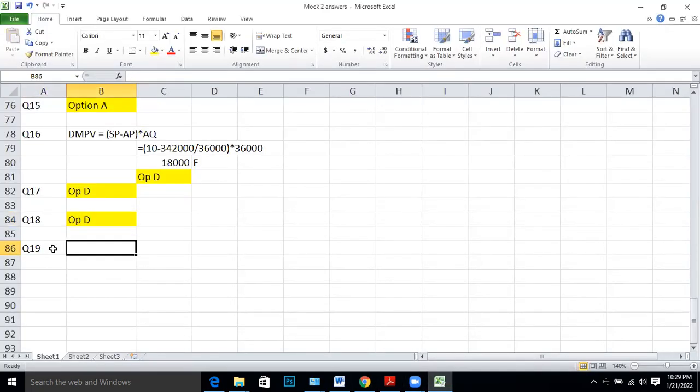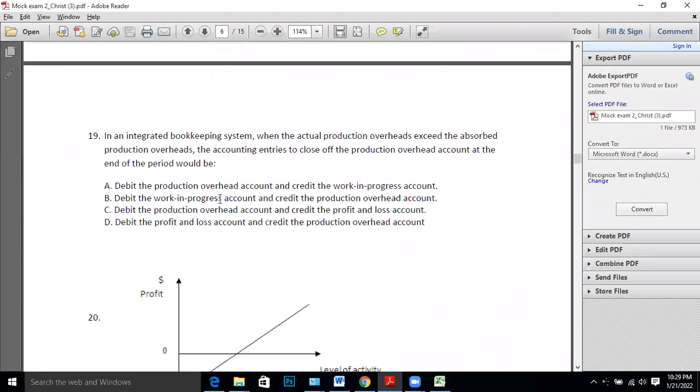Question number 19. In an integrated bookkeeping system, the actual production overheads exceed the absorbed production overheads. If actual is more and absorbed is less, you call it under-absorption. What are the accounting entries to close off the production overhead account at the end of the period? I gave it as a note. Under-absorption, what do we do? It's like an additional cost, right? In your income statement, costs are taken on the debit side. Sales come on the credit side. So under-absorption is like an extra expense for you. In the income statement, that means the profit and loss account, it should come to the debit side. And in the production overhead control account, there will be a balance on the credit side. You have to put it on the credit side and balance it. See which option is there: debit the profit and loss account and credit the production overhead account. Option D is right.